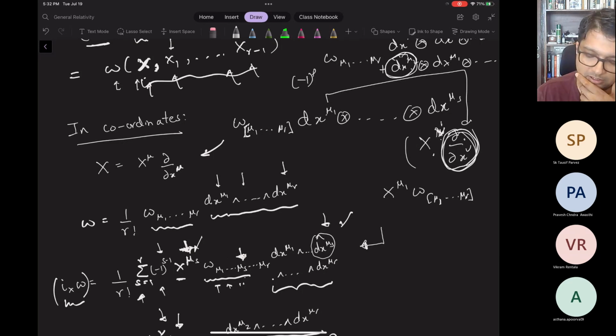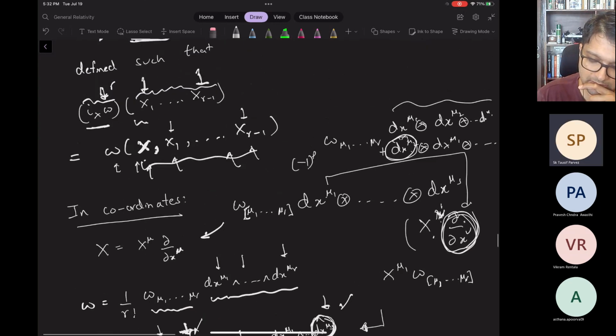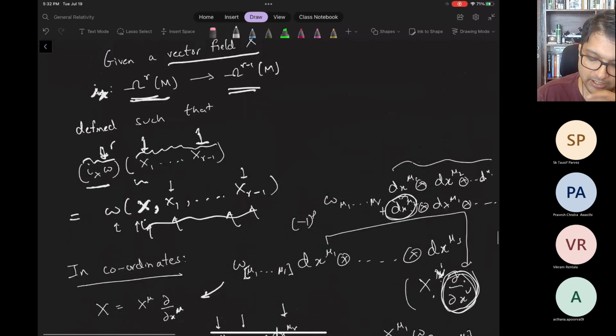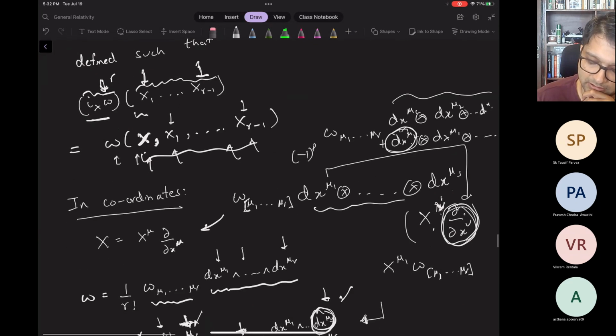Does it make sense why these terms are dropped? Yes, sir, like delta function mu. Yeah, and basically the point is that since it's fully anti-symmetrized, you don't know which of these mu's is appearing in the first slot, which is acting on the x. All possibilities are allowed.